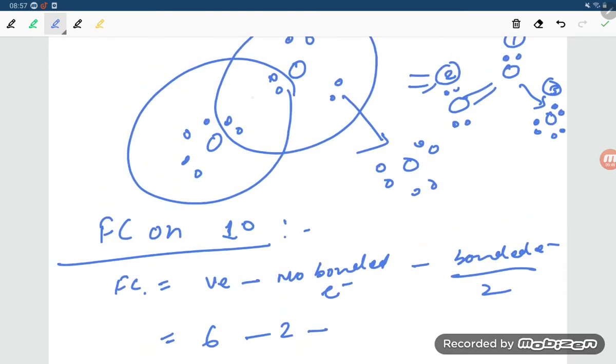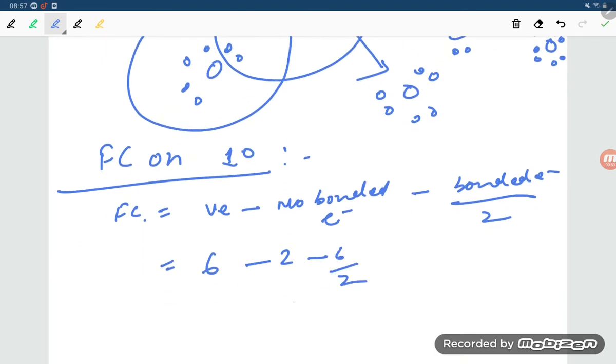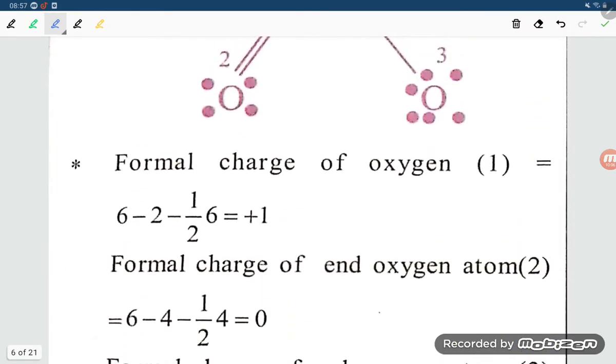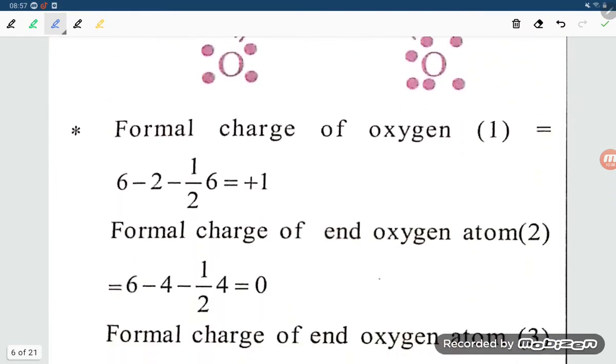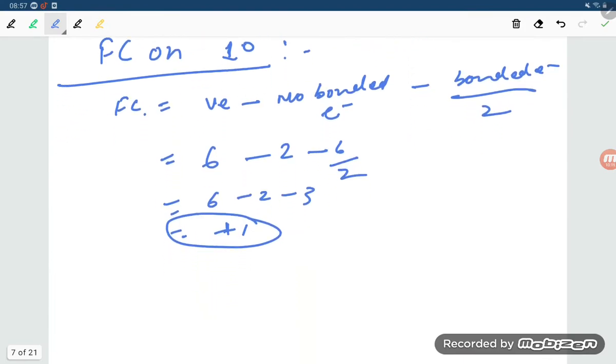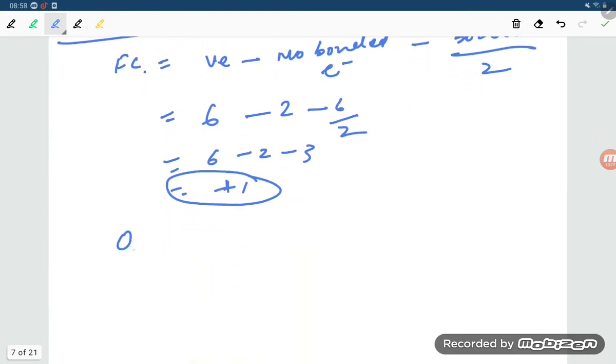Here, you see, student, 2, 4, 6. So 6 by 2. So how much is coming, student? 6 minus 2 minus 3. So how much is coming, student? Plus 1. So for oxygen number 1, the formal charge is coming how much, student? Plus 1. You can check how they have calculated. This is the formal charge. So 6 minus 2 minus 6 by 2 is again coming plus 1. That is correct.